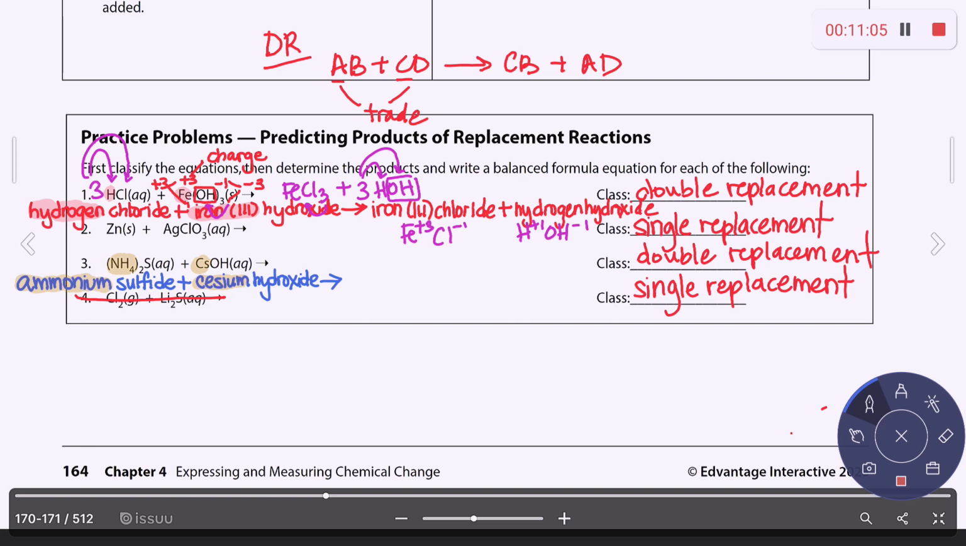So when they trade, I produce what in words? Yeah, cesium sulfide. And what else? Ammonium hydroxide. Yeah, ammonium hydroxide.